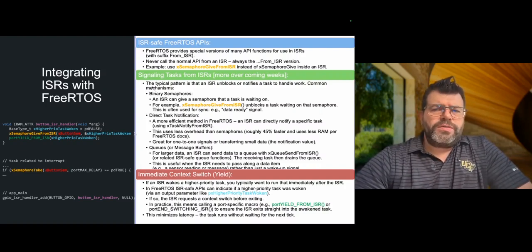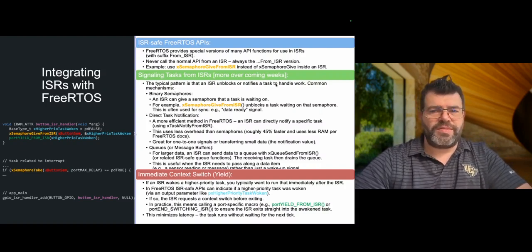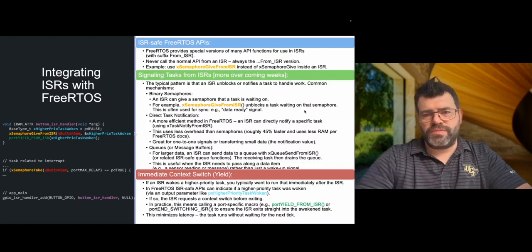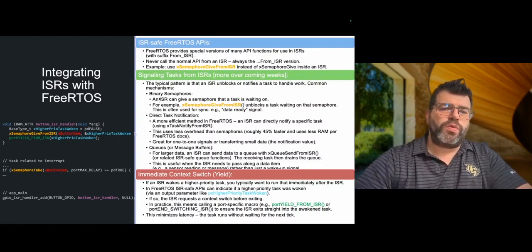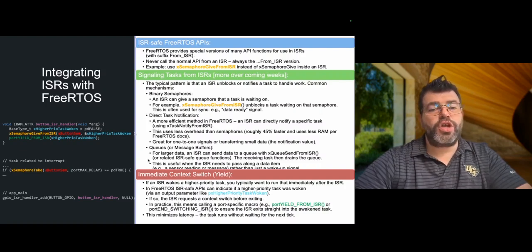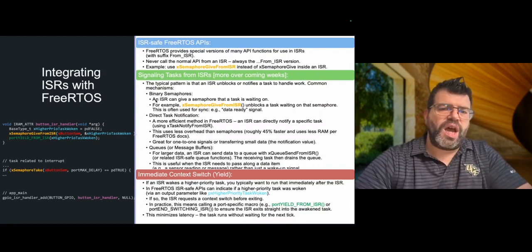So if we look here, what happens inside of an ISR, we usually unblock and notify the task what task we're going to work on. And ways that we do this is through either binary semaphores, direct task notification, queues or message buffers, all of which we're going to see in the upcoming weeks. In the example on the left here, we use a binary semaphore.